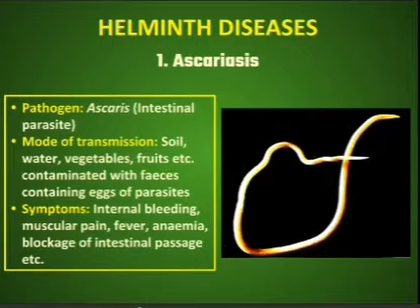The parasite is of course Ascaris. This disease is transferred from soil, contaminated water, vegetables, fruits, and contaminated fecal matter containing eggs of the parasite. The symptoms most of the time are internal bleeding, muscular pain, fever, anemia, blockage of the intestinal passage, and so on. Sometimes the spores of this particular parasite can reach the brain also and cause severe damage to the brain. This is the first disease.